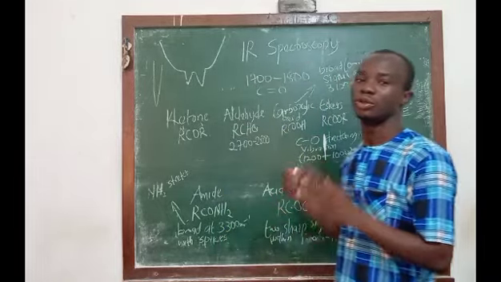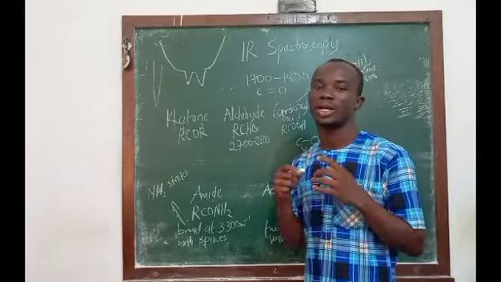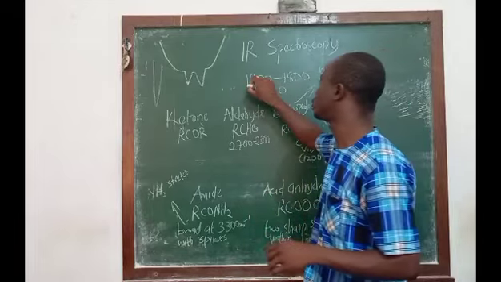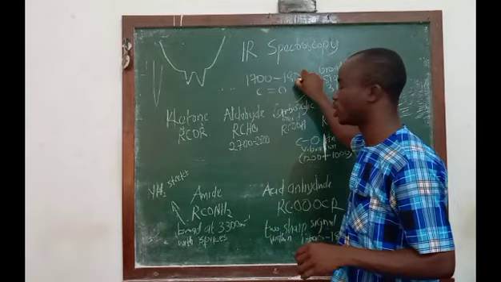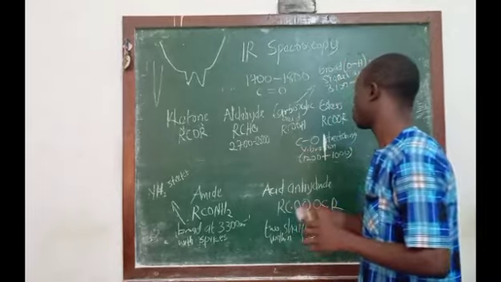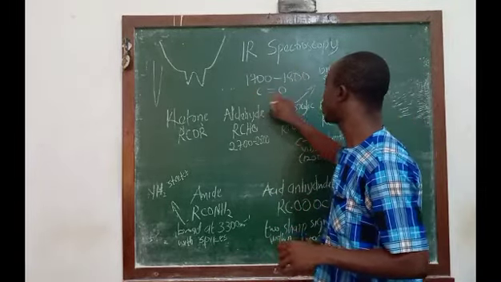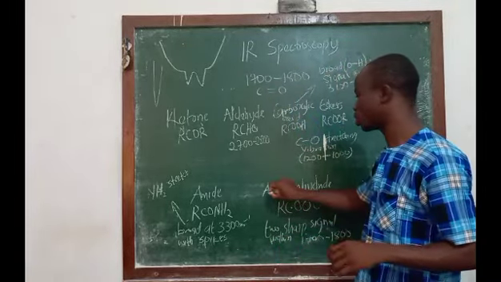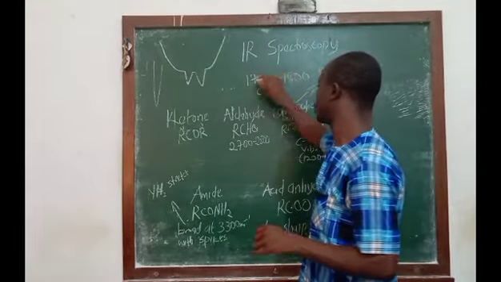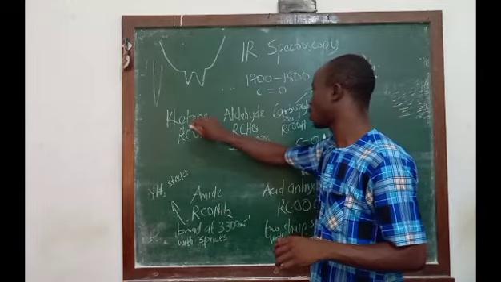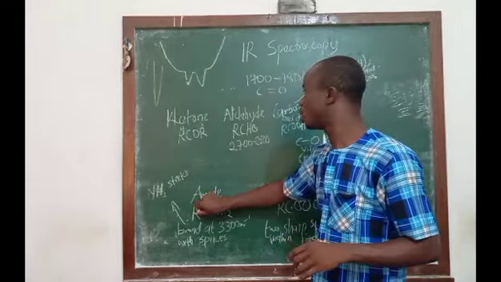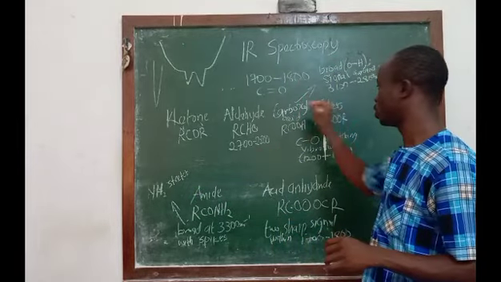So in summary, to read your IR spectrum that represents a carbonyl compound, the first thing to look out for is a signal between 1700 to 1800, which represents the C double bond O stretching vibration. And we said if there are two signals within this region, it represents an acid anhydride. If there is only one signal within this region, it represents either your ketone, aldehyde, carboxylic acid, ester, or amide. Now, how do we differentiate between these ones?